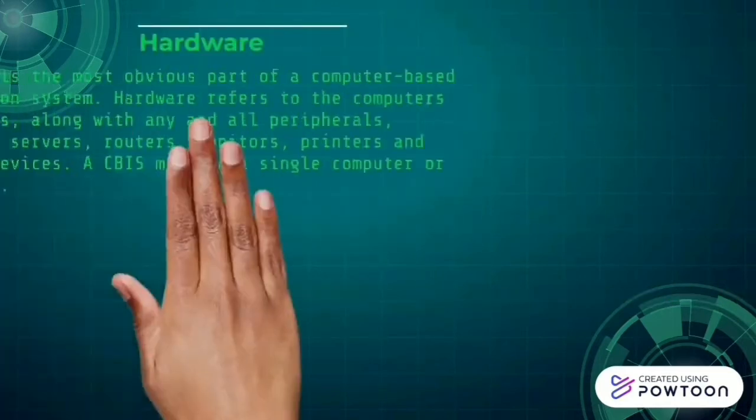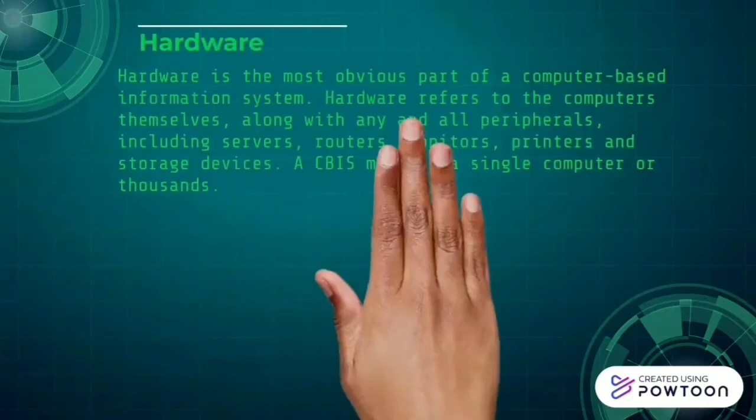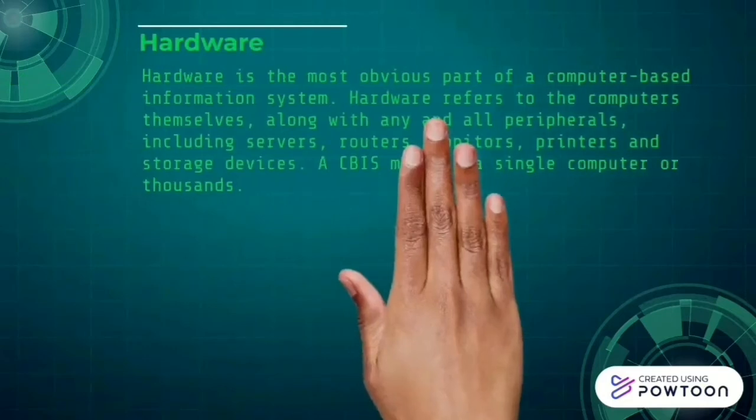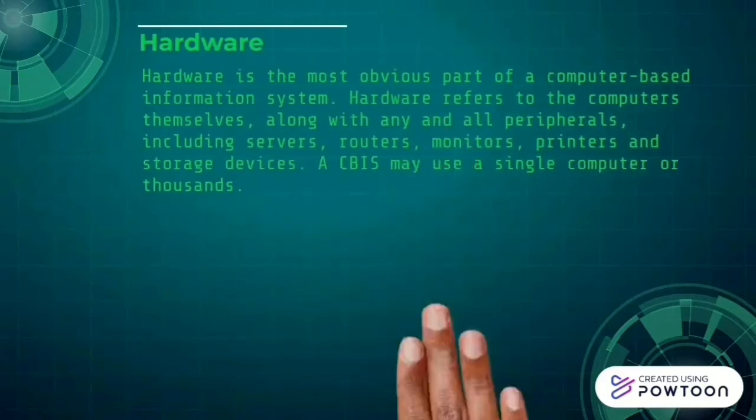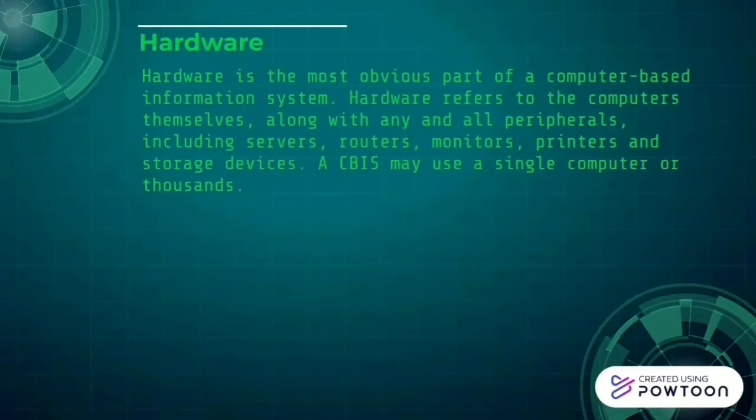Hardware. Hardware is the most obvious part of a computer-based information system. Hardware refers to the computers themselves along with any and all peripherals, including servers, routers, monitors, printers, and storage devices. A CBIS may use a single computer or thousands.